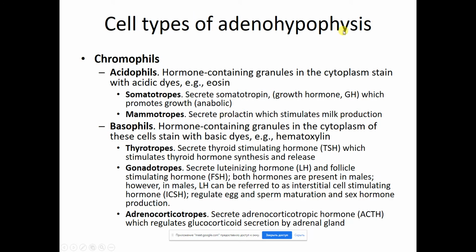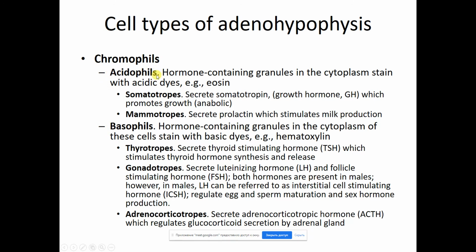Then cell types of adenohypophysis. So finally we have to discuss cells of adenohypophysis. We have two main types of cells in adenohypophysis: chromophils and chromophobes. Chromo, as you remember, means color. Those cells which collect some color are named chromophils, and chromophobes are those which do not collect any stain. Among chromophils, we have acidophils and basophils.